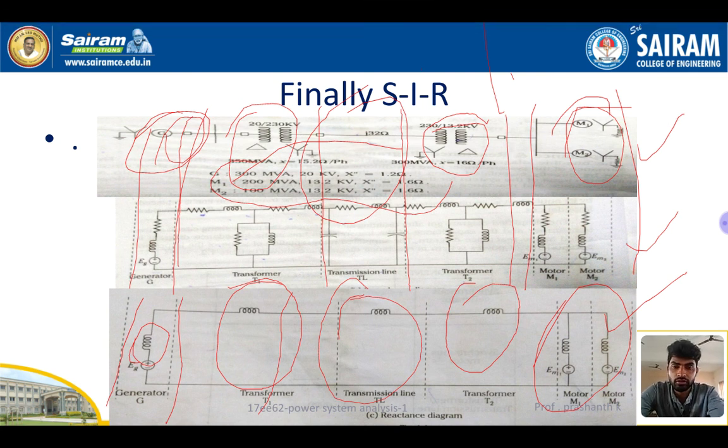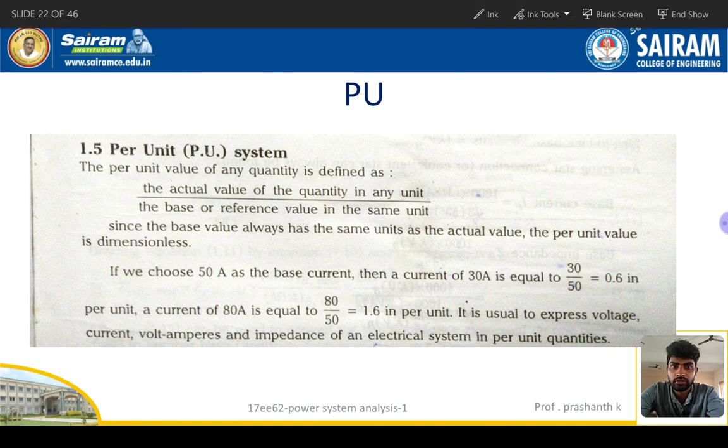Next, let us move on to the next topic, that is the per unit impedance, or per unit system. Per unit is defined as the actual value divided by the base value. For example, if you choose 50 amps as the base current, then a current of 30 amps is 30 by 50, that is 0.6 per unit, and a current of 80 amps is 80 by 50, which gives 1.6 per unit.